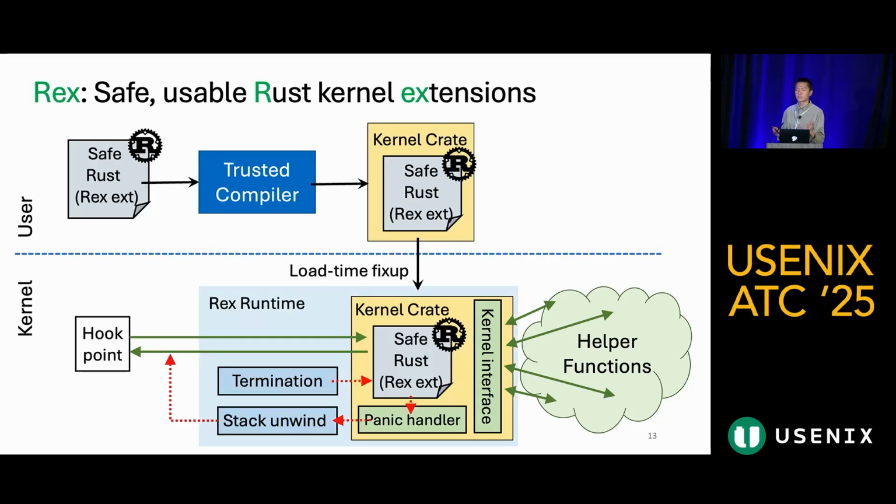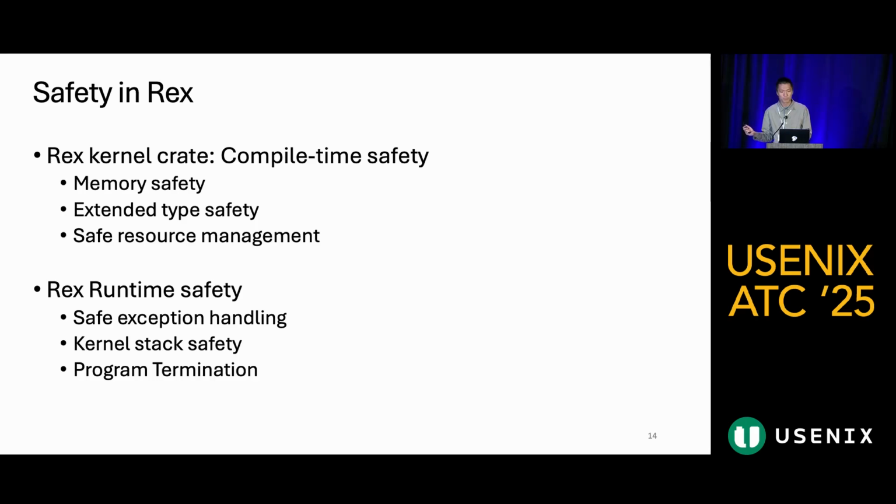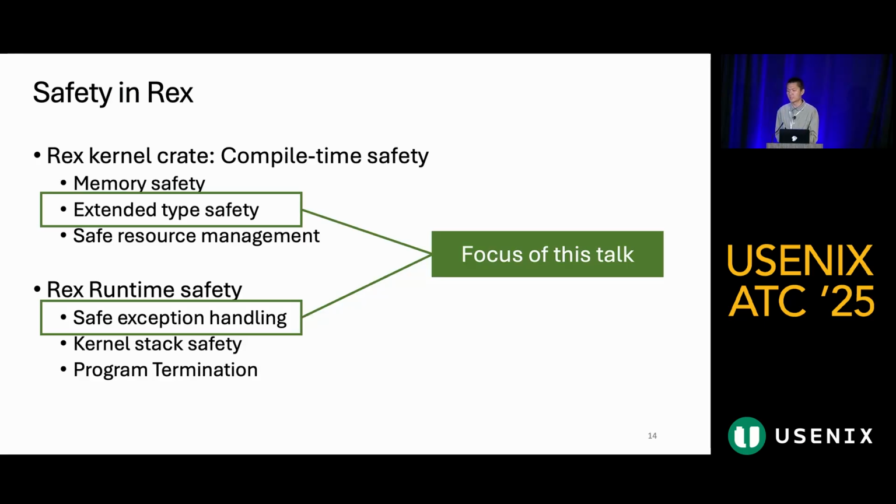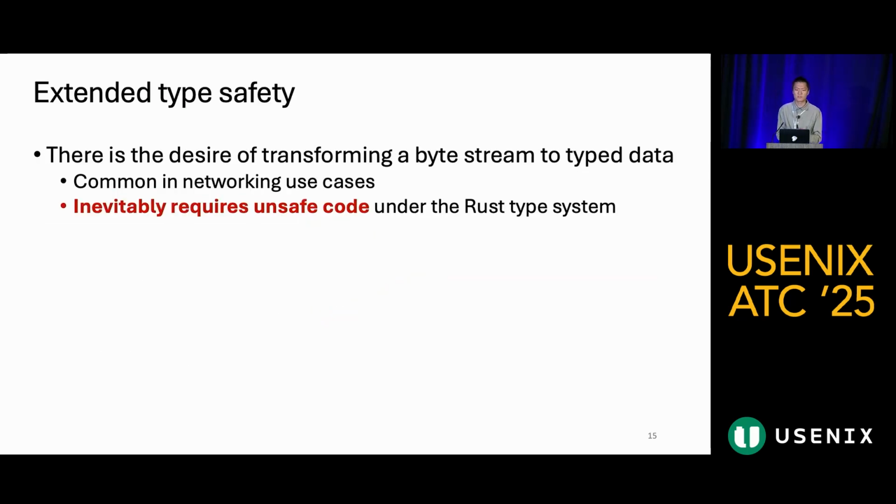During program execution, the in-kernel Rex runtime provides support for exception handling as well as program termination. So the safety of Rex includes the compile-time safety from the safety abstraction of the kernel crate, as well as the runtime safety provided by the Rex runtime. Due to the time limit, in this talk I will focus on the type safety as well as the safe exception handling. So let's first take a look at type safety.